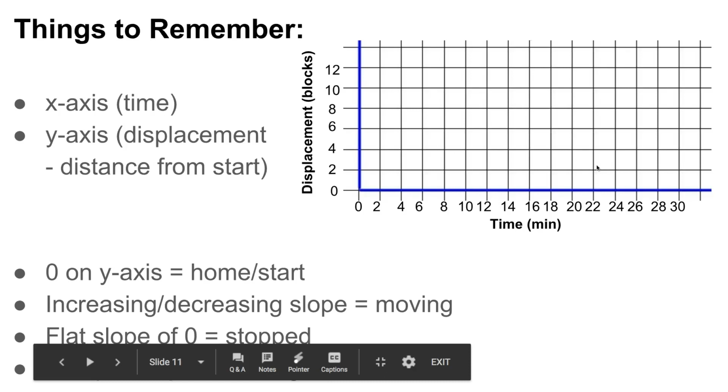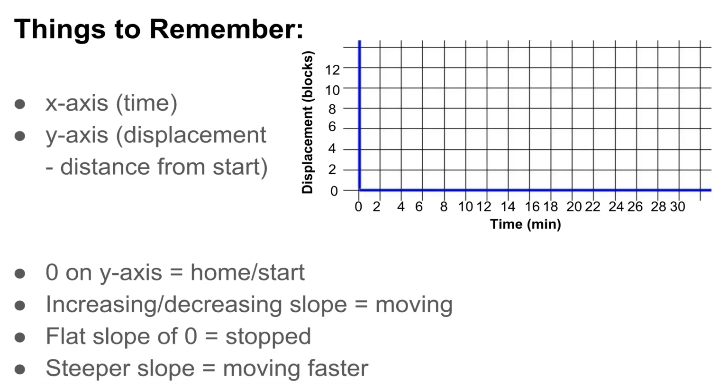Hi, you guys. So, following up from Friday in our displacement time graphs, I'm going to go through an example with you guys and we'll finish up that example too. So, some things to remember. The x-axis is going to measure time, and in this case, our time is going to be measured in minutes. Remember, there's lots of ways to measure time, so that might change. Our y-axis is going to measure displacement. Remember, displacement is a distance from our start, and in this case, it's in blocks.